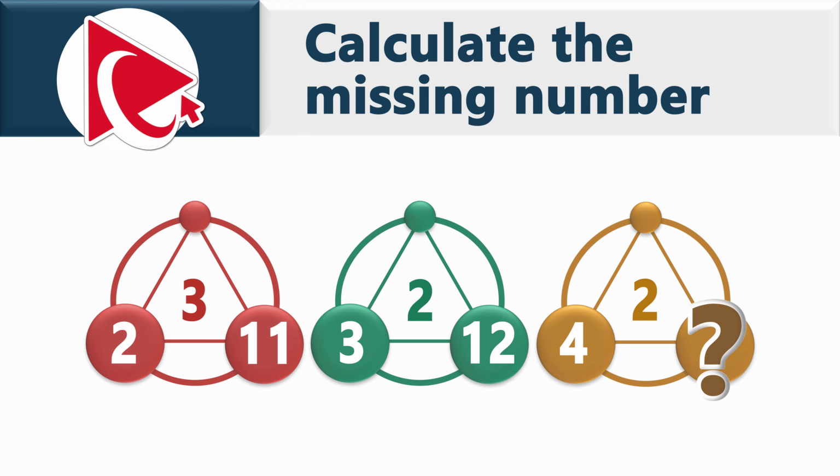The numbers in the first shape are 3, 2, and 11. The numbers in the second shape are 2, 3, and 12. And the numbers in the third shape are 2 and 4, and then the third number is missing. You need to calculate the missing number and select your answer out of 4 possible choices.